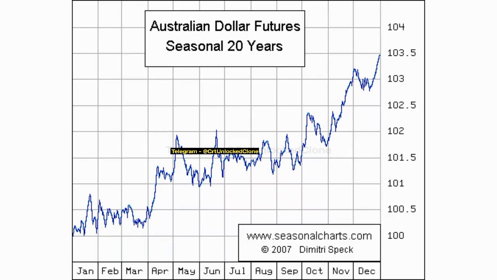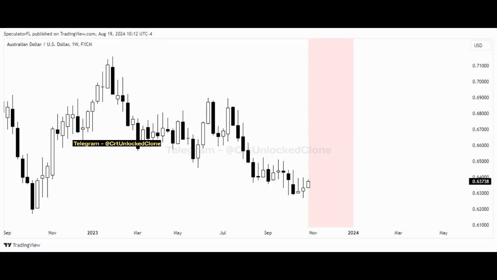Moving on, right here again you can see the Aussie dollar seasonality chart, and as we discussed before, during the last 2 months, November and December, the Aussie dollar usually tends to form higher prices, right? So now we're going to use this data to see how we could have used it. Let's look at some charts. You can see this rectangle right here. This rectangle represents the last 2 months of the year, from November to December's end.